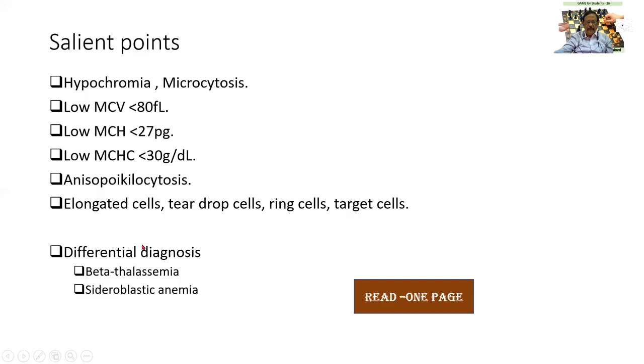The differential diagnosis, as I mentioned earlier, can be beta thalassemia. Beta thalassemia will be having almost the same picture, but there will be a lot of normoblasts because it is a hemolytic anemia. Sideroblastic anemia can be having this picture, but it has got a dimorphic population. It is one of the classical examples of a dimorphic anemia.